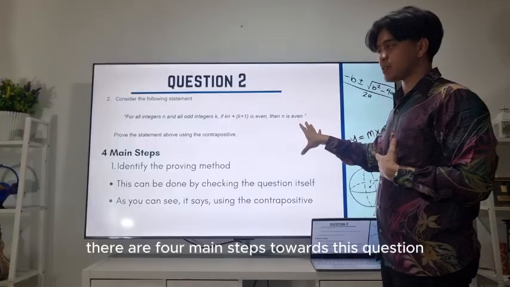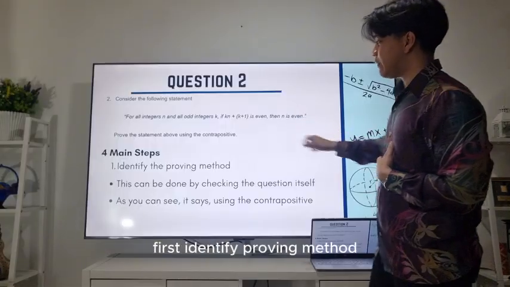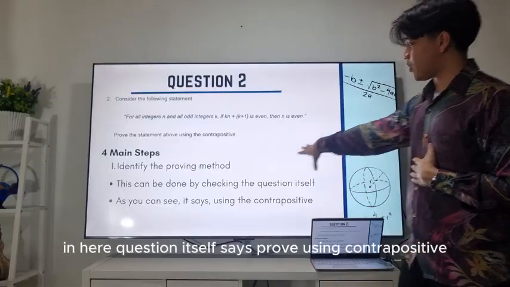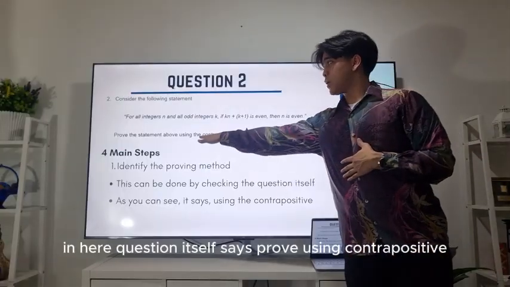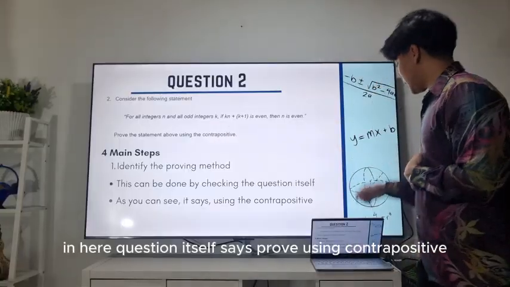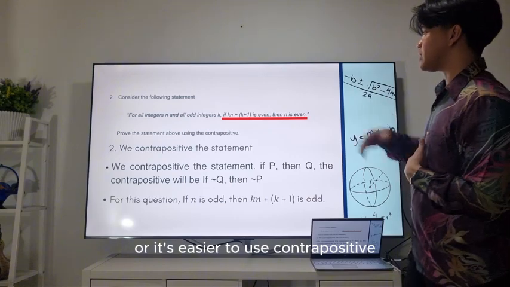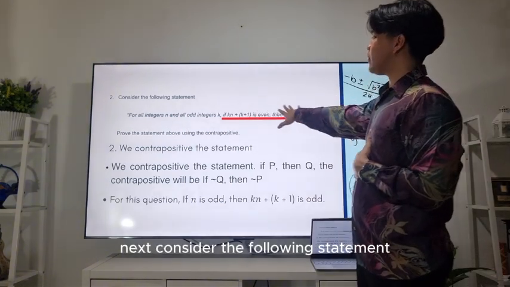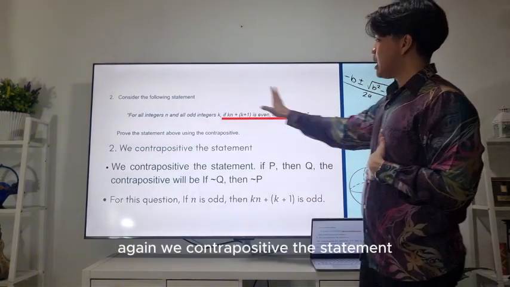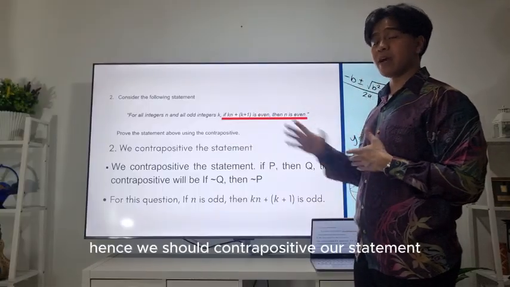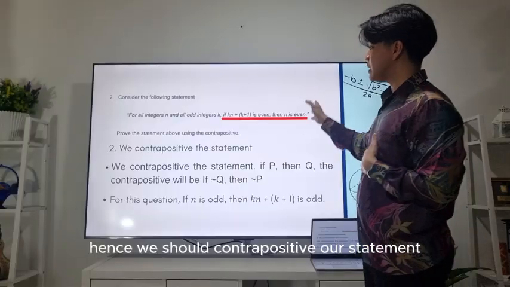There are 4 main steps towards this question. First, identify the proving method. This you have done before. In here, the question itself says to prove using contrapositive. Hence, we must use contrapositive, or it's easier to use contrapositive. Next, consider the following statement. Again, we contrapositive the statement. So our method is contrapositive, hence we should contrapositive our statement.